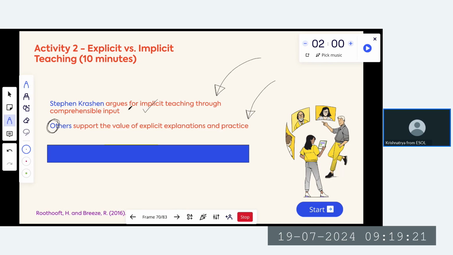Stephen Krashen says, focus on real life application of the language. For example, if you're talking about conditionals, show them a video related to imagination. Others say, well, don't show them the video, focus on the rules. Rules are very important. If they know the rules, they will be able to speak better in real life. So whose idea do you support more? Stephen Krashen's idea or others' idea?